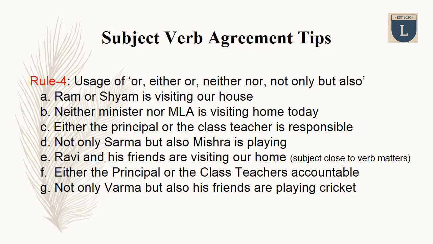Either the principal or the class teachers are accountable. So this is an either-or case where the verb is singular or plural depending on the nearest subject. Here we are using teachers, which is a plural subject. Therefore, we should use the plural verb are. Either the principal or the class teachers are accountable.